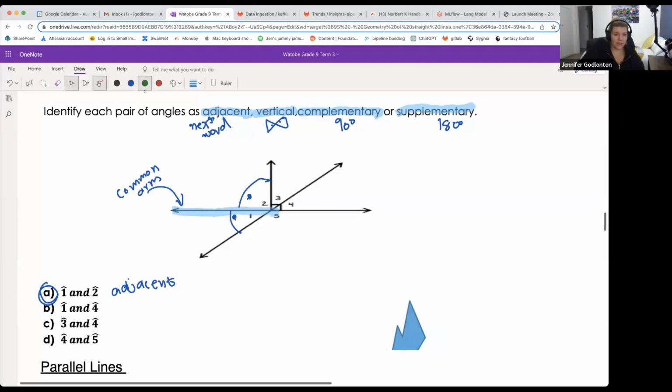Okay. Second question. We are looking at B. So we are looking at angle 1 and angle 4. What are those two angles to each other?